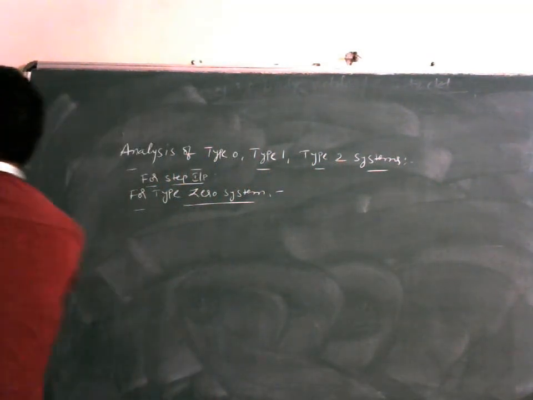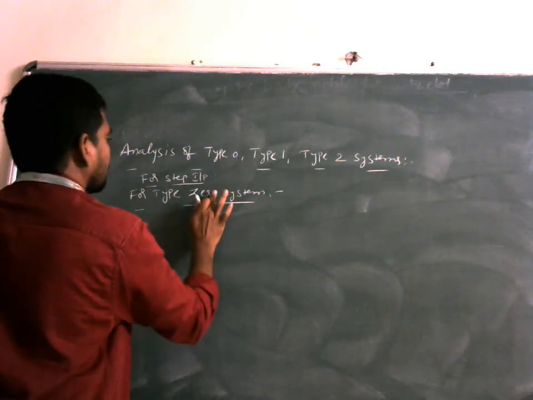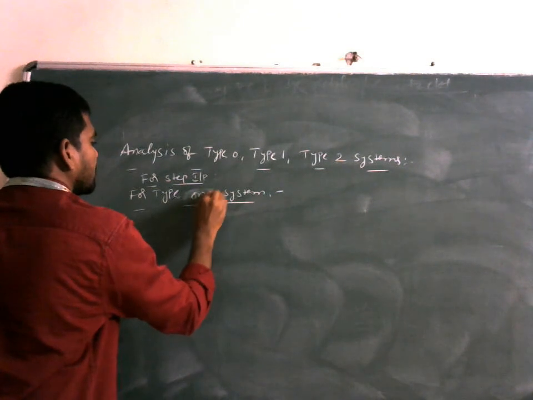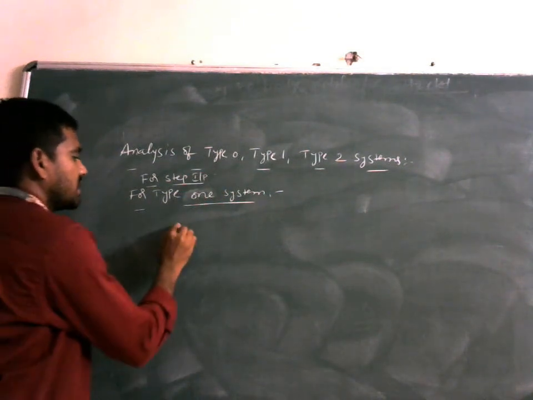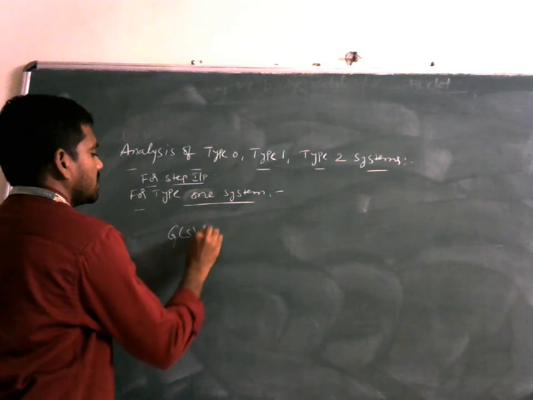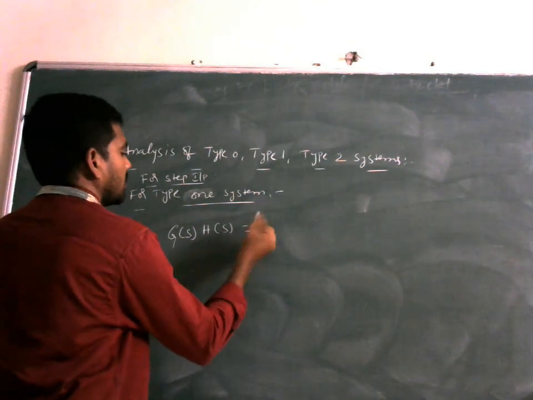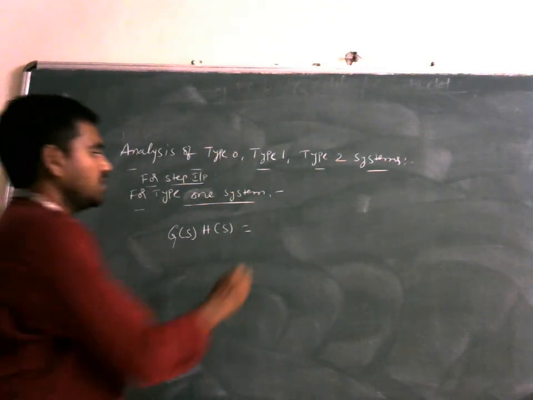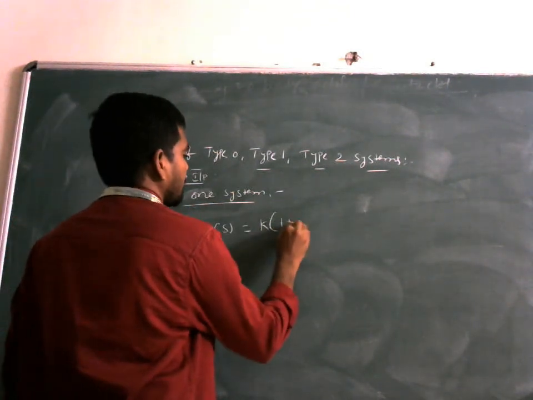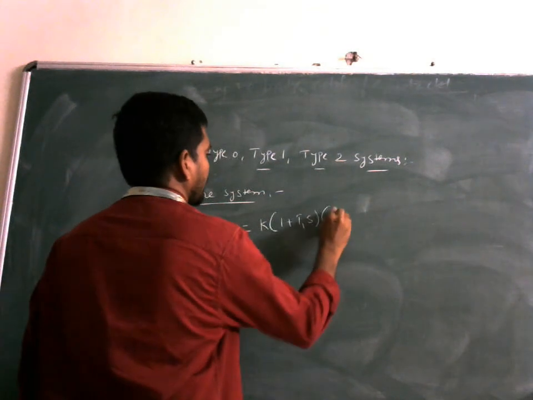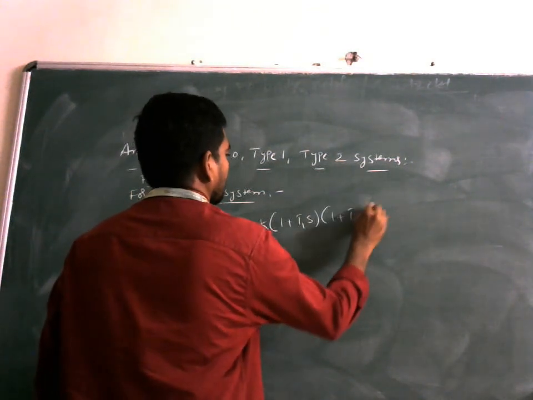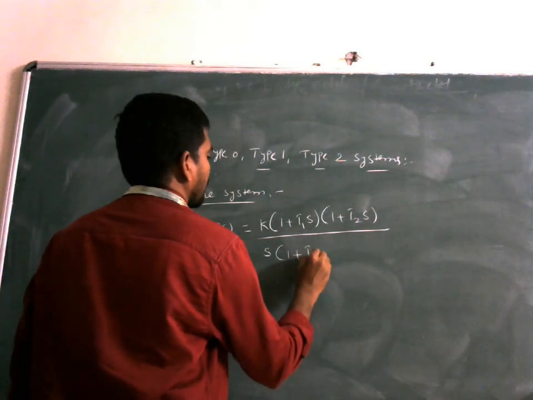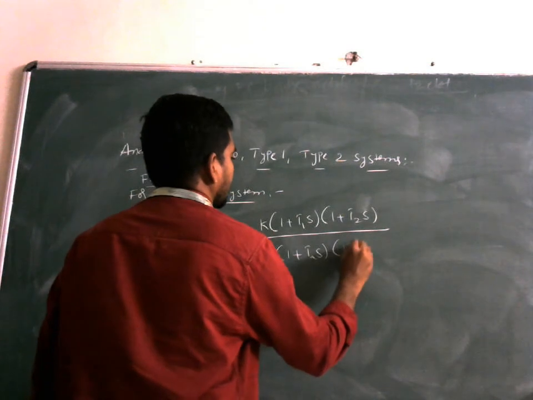For a type 0 system, you apply a step input. Now for a type 1 system, what will happen? What is your G(s)H(s)? G(s)H(s) is equal to K(1 + T1 s)(1 + T2 s) whole divided by s(1 + Ta s)(1 + Tb s).